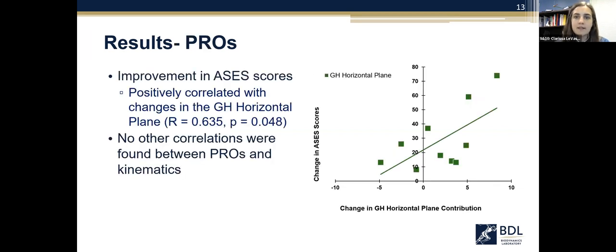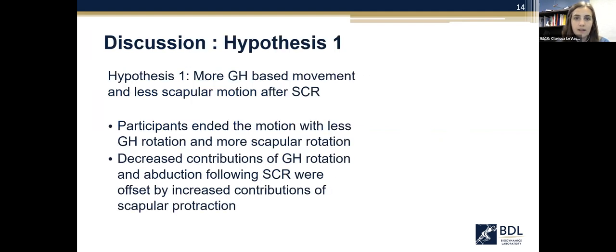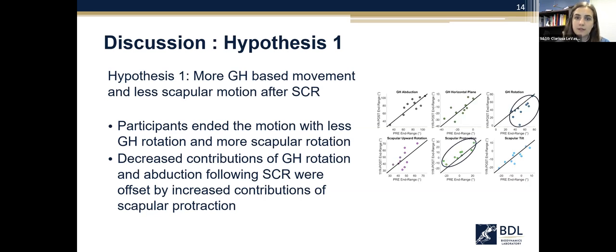When we look to see how these kinematic changes correlated with PROs, we can see that the changes in glenohumeral horizontal plane contribution were positively correlated with changes in ASCS scores using a Pearson's correlation. This suggests that a greater increase in glenohumeral horizontal plane contribution were coupled with a greater increase in ASCS scores following SCR. Contrary to our hypothesis, participants ended the motion in less glenohumeral rotation and more scapular protraction.